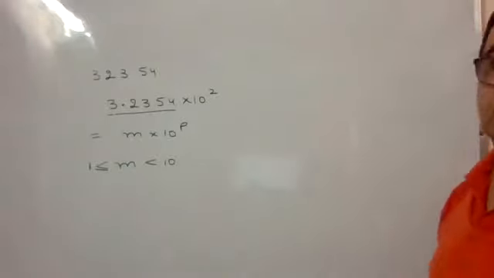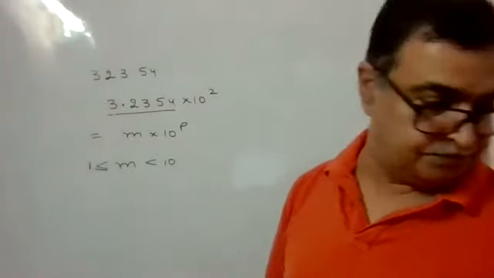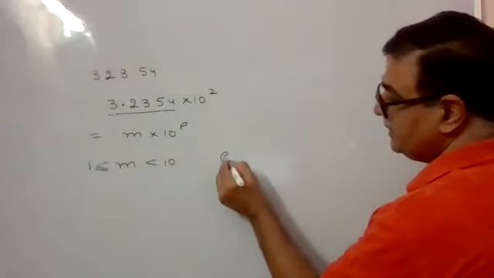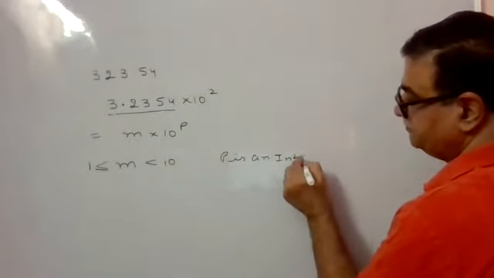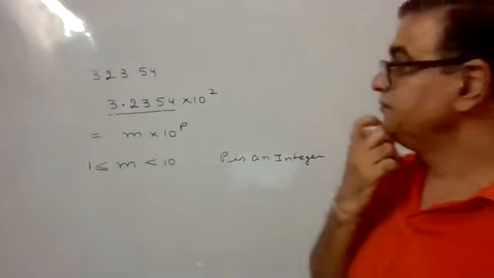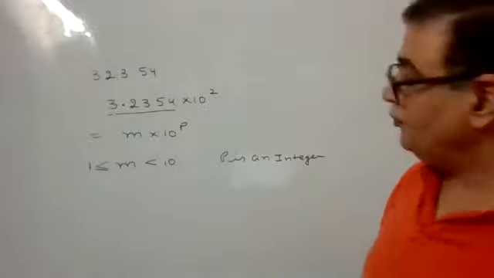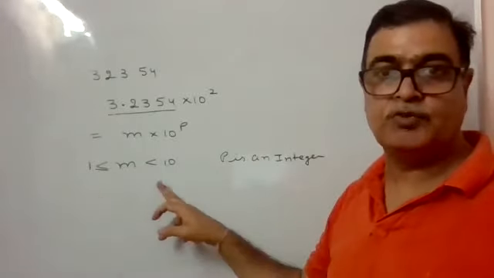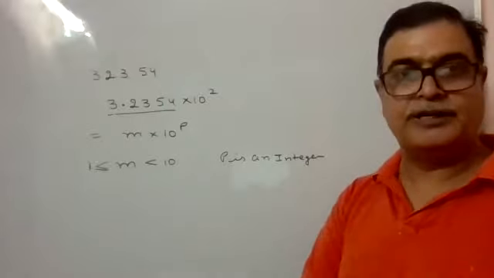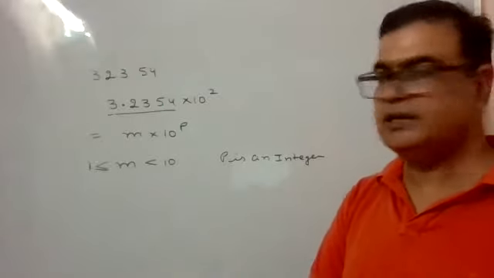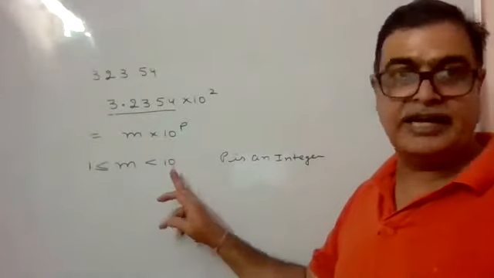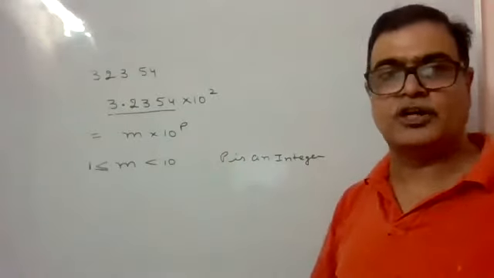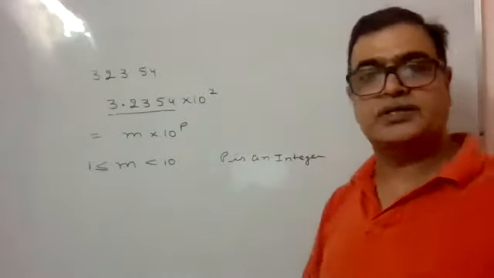And what is P? P will always be an integer. Yes or no? And P is an integer. So whenever you have a standard form, we should write the standard form as M into 10 power P, where keep in mind M always come between 1 and 10, including 1. 1 can be there. 1 point something, 2 point something, 3 point something, 9 point something. 10 nahi hoga. So 1 se 10 tak chalega, 10 include nahi hai. And this is 10 power P. P can be integer. Integer can be minus integer or plus integer. That is not a problem. Minus 2, minus 3, minus 5, 2, 1, this way you have.